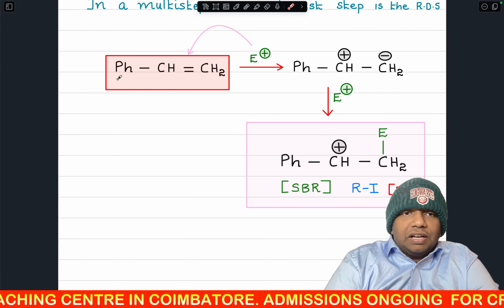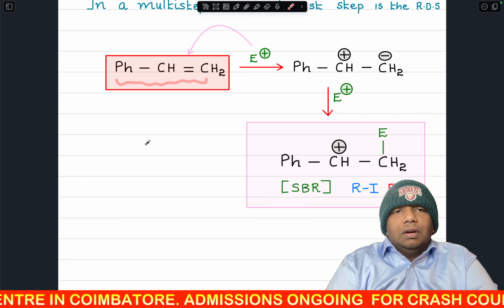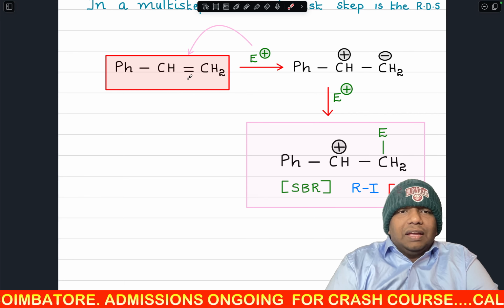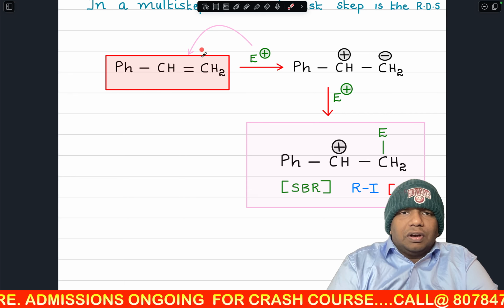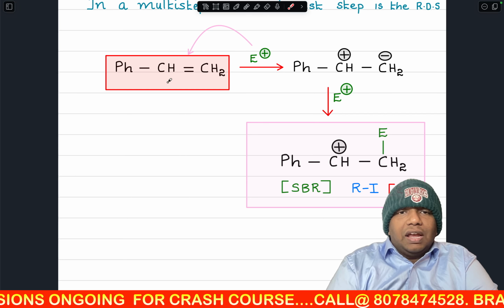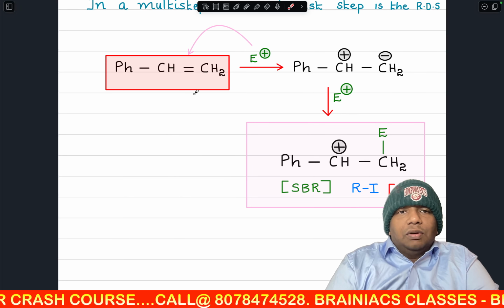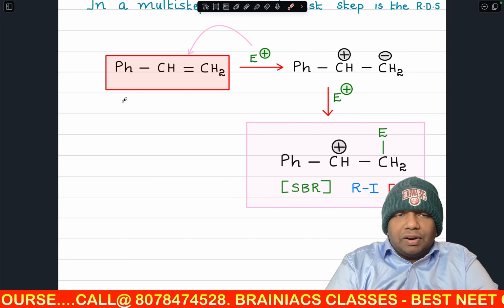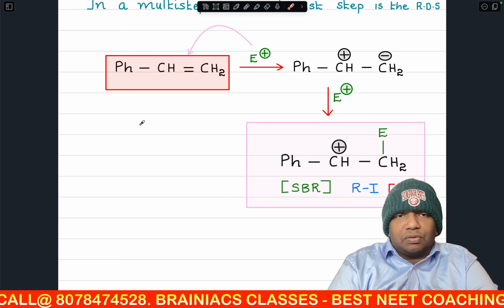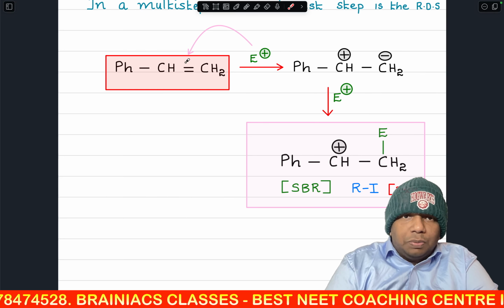So in the first option, they have given you this particular compound. What is this particular compound, sir? I can say this is, you can number it, 2-phenyl-ethene. Now the electrophile is coming. I know that again it will not go near the phenyl ring because it is stabilized by resonance. So the electrophile will approach this particular pi bond.